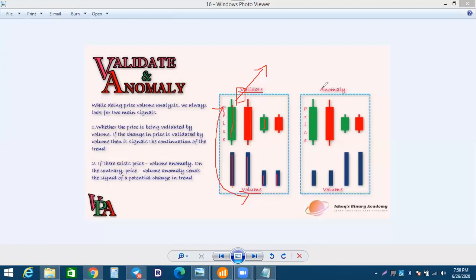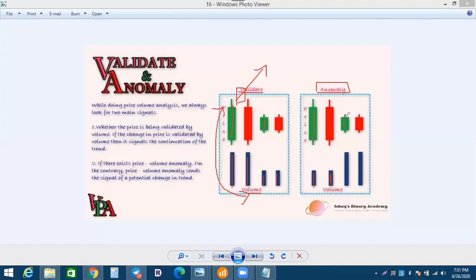And then in this anomaly section, look at the price bar, it is so much bigger, but the volume bar is so much smaller. Now we can compare these two things, they are different from each other. Same here, this candle is bigger, but the volume is similar. So that is a sign that there is an anomaly between the two. These two results are not matching each other. So that is a sign of reversal. Anomaly is a sign of reversal. Validation is a sign of continuation in the market.